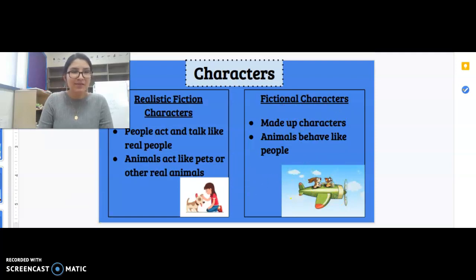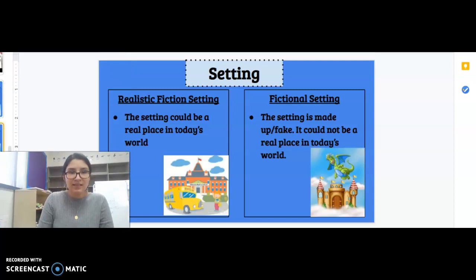Let's go ahead and talk about setting now. Realistic fiction setting. The setting could be a real place in today's world, like a school, the beach, Texas, nighttime, daytime. Remember, setting is where and when a story takes place. So those are all real examples of setting in today's world.